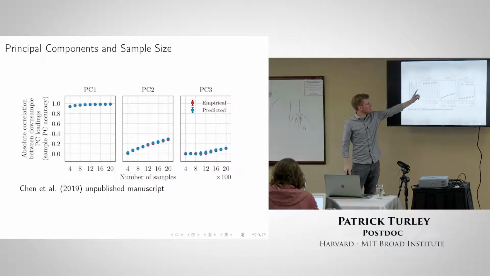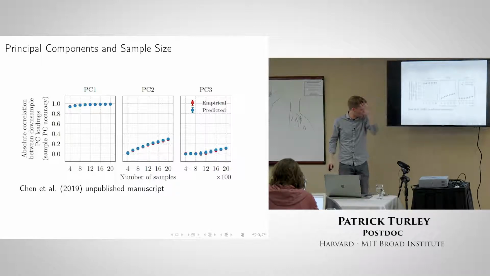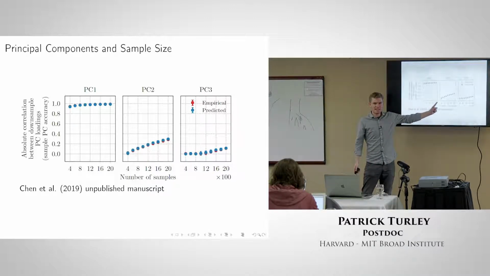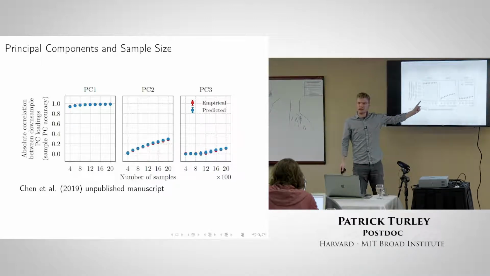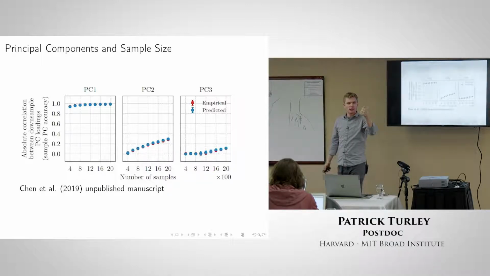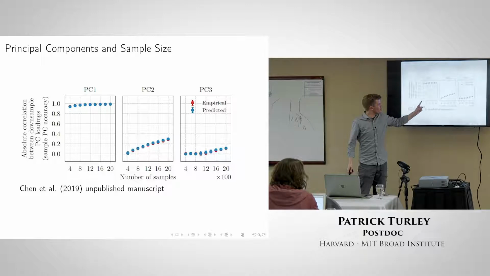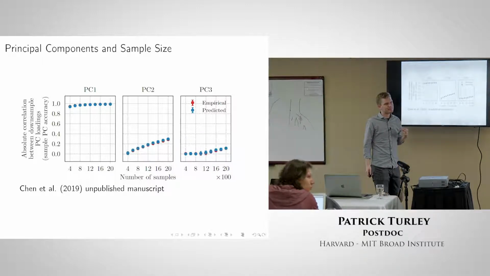So here's actually an unpublished paper by some of my colleagues at Broad. And so what they have plotted here is on the x-axis is the sample size that you're using to calculate the PCs. And on the y-axis is the correlation between the estimated PC that you get in your data and the true PC that you would get if you had infinite data. And so, you can see for PC1, sorry, what is a true PC?